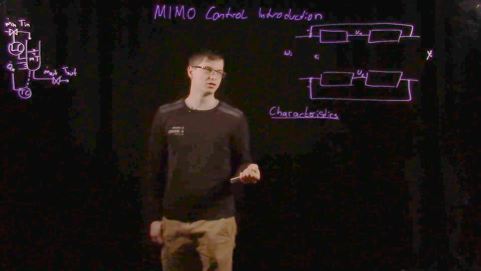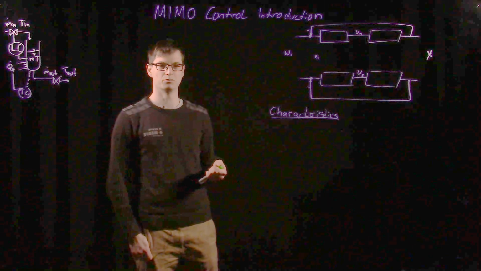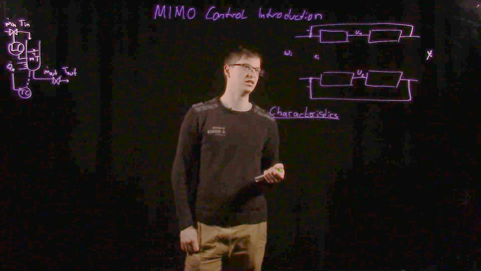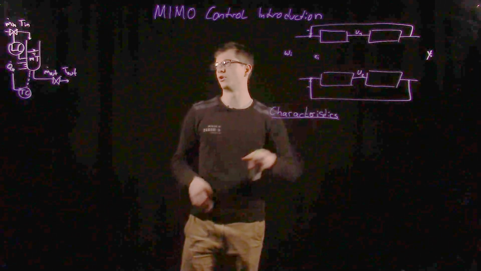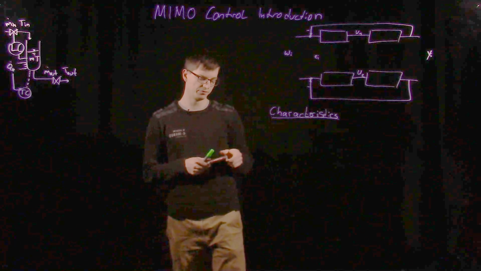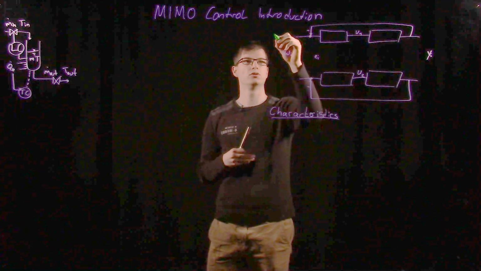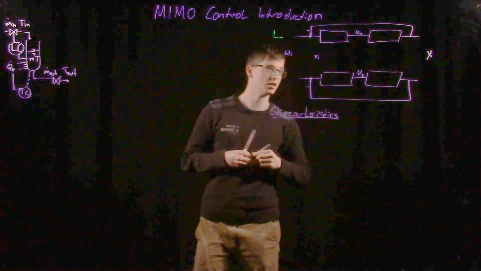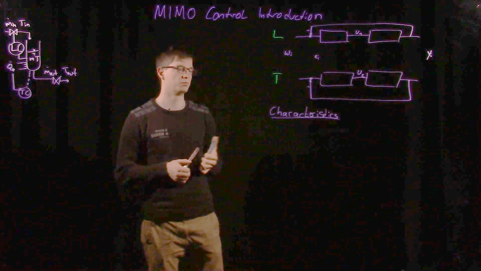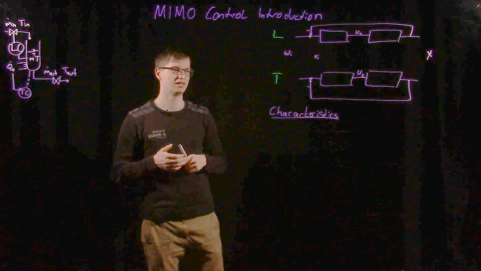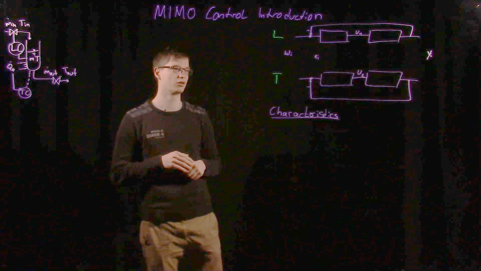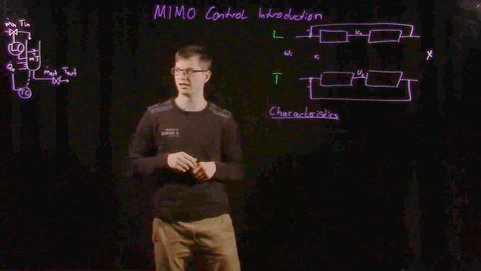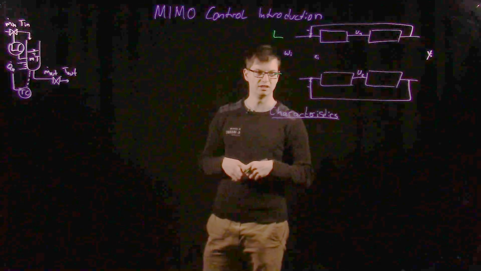One option would be to just use single input, single output control and use independent loops. One loop for the level, and another loop to control temperature. Those are possible ways. But what you have to consider is that they might not be completely independent from each other. And therefore, we would like to analyze this example more in detail.